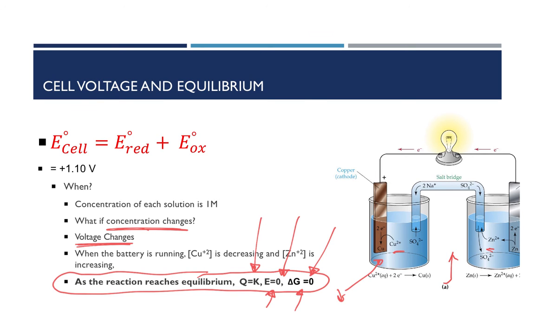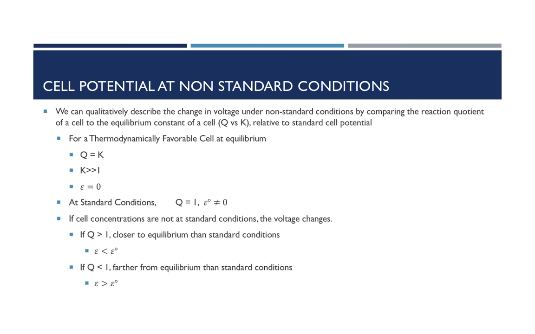Qualitatively, we can describe what happens to the voltage under non-standard conditions by comparing the reaction quotient of a cell to the equilibrium constant of a cell, Q versus K, relative to the standard potential. If I have a cell that is thermodynamically favorable, we know automatically that K is much, much greater than 1, which means the reaction favors going in the forward direction. At equilibrium, though, Q is going to equal K, and the voltage is going to be 0.